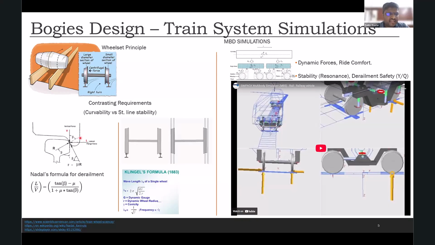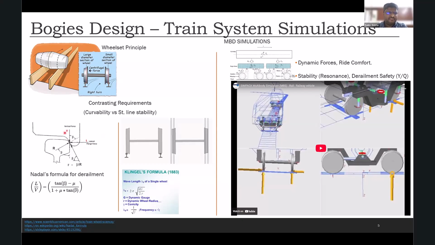going on a curve. And what makes the wheel derail is the forces which are trying to lift the wheel up. Like when you go on a curve, your lateral forces are higher, and that force tries to pull this wheel set up, and the force which is trying to put it back on the rail is the vertical force.